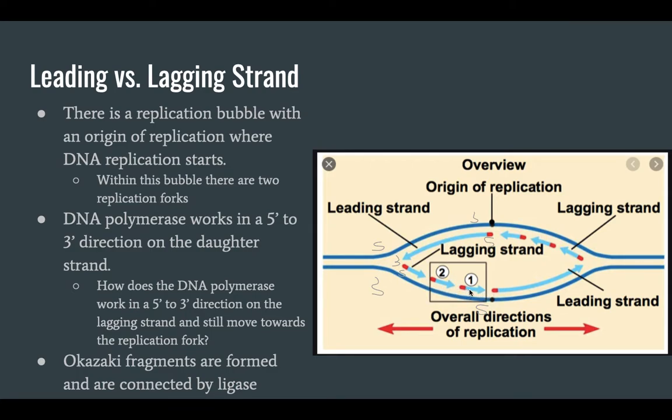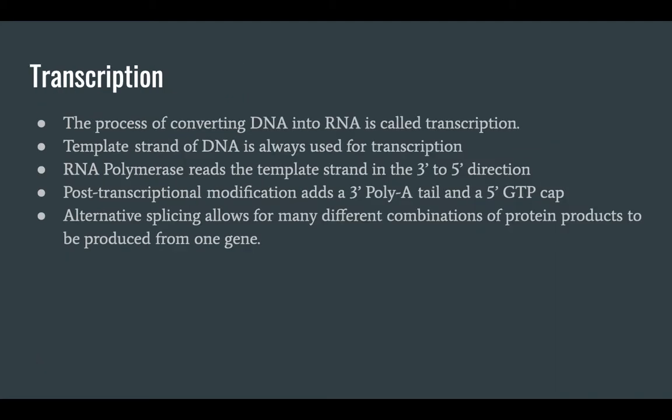Then if you continue to the left, it goes 1, 2, 3, and so on. That's the direction of replication. This is the first one synthesized, the second one, third, etc., in this direction. So that's how DNA polymerase accomplishes the task of moving in the 5' to 3' direction on the daughter strand and still moving towards the overall direction of replication. These Okazaki fragments, since they're fragments and not a single DNA strand, are connected by a ligase, as we talked about earlier, which connects strands of DNA.